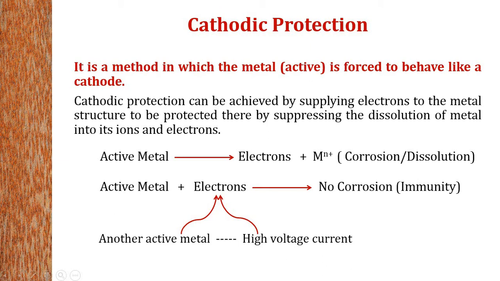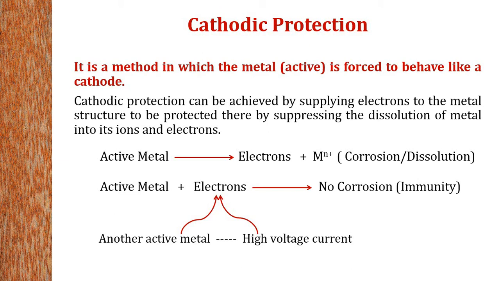Cathodic protection is a method that is used to prevent the metal from undergoing corrosion. How we are going to prevent the metal from undergoing corrosion is by making it a cathode. If the metal is converted into a cathode, it will not undergo anodic reactions. Therefore, corrosion will be prevented.